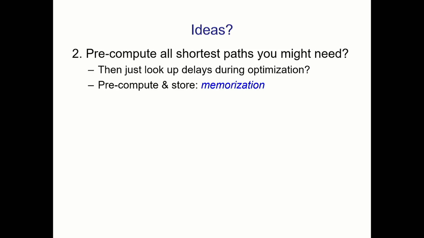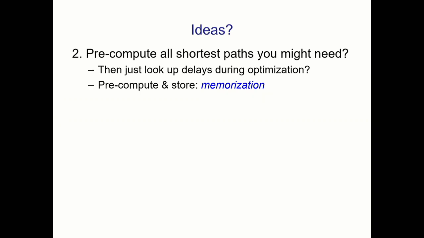Yeah, one idea is to prefetch things, right? So we're going to calculate the travel time between any two intersections beforehand. So let's look at this. This is called memorization or memoization, okay? So pre-compute all the shortest paths you might need, right? What are we given here?